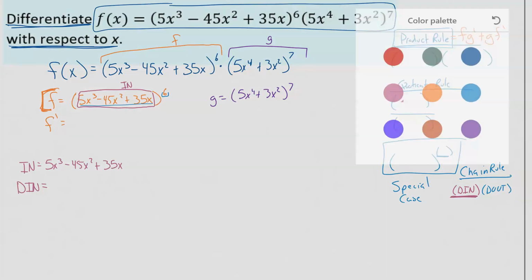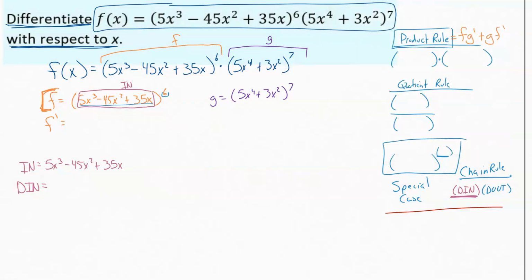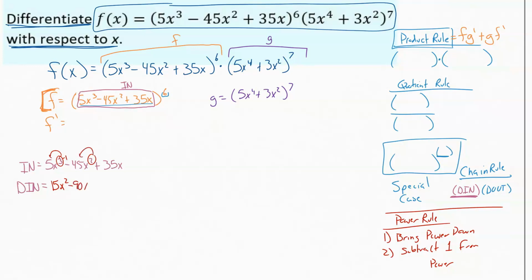Well, that's going to flow me right into a bunch of stuff being added and subtracted. That's just our power rule, right? Like I always say, everything ends up flowing through the power rule. So the power rule just says bring the power down and then subtract 1 from the power. Following that rule here, I bring my power down. 3 times 5 gets me 15x. Subtracting 1 from the power gets me x squared. Bring the 2 down. 2 times negative 45 gets me negative 90x. Subtract 1 from the power gets me x to the first.